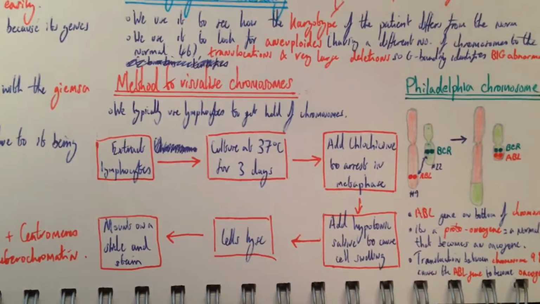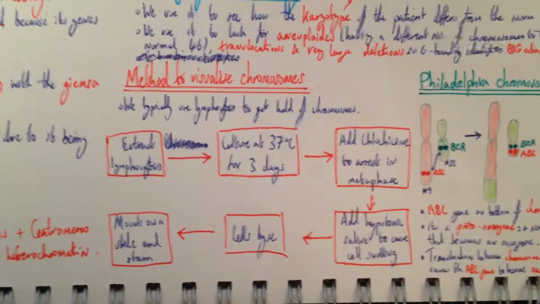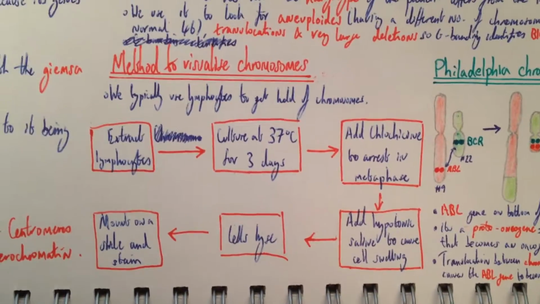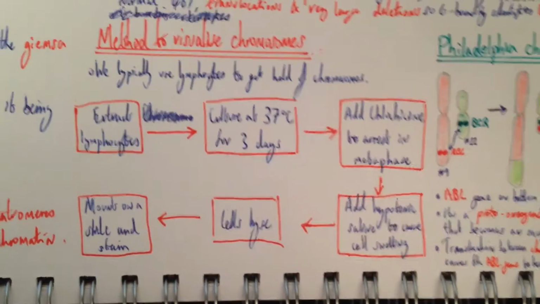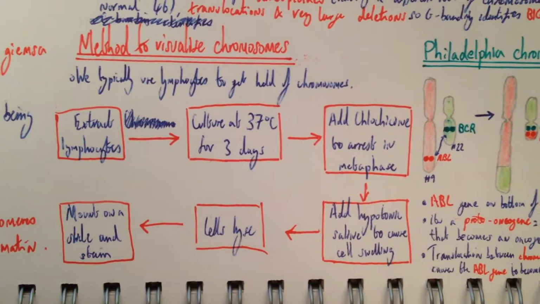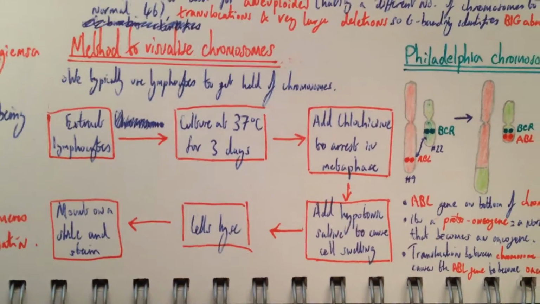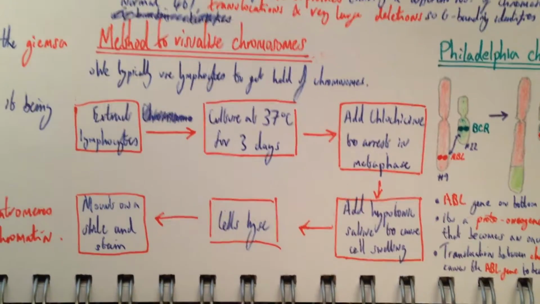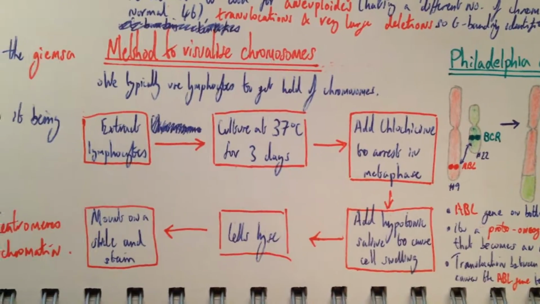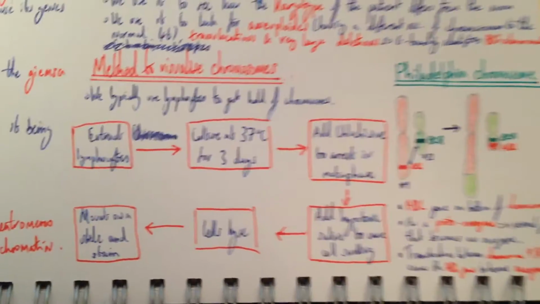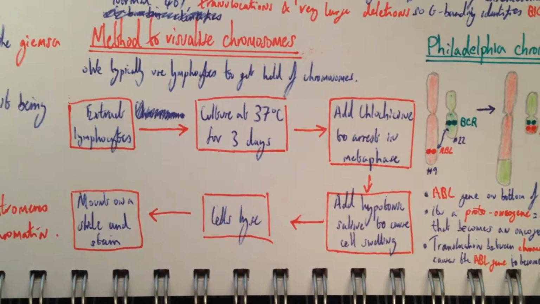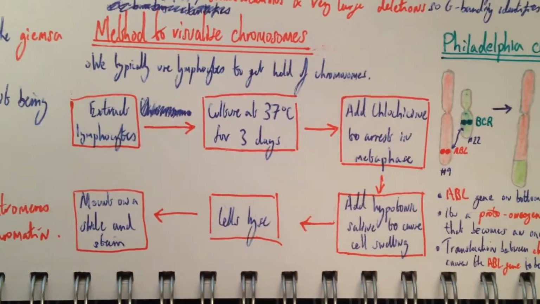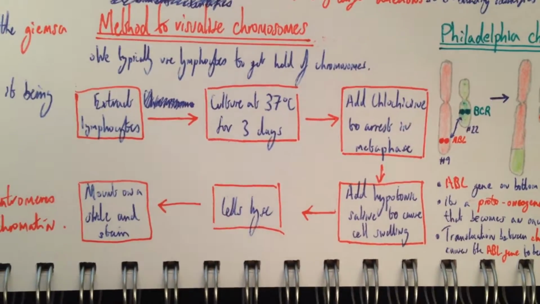Okay, so carrying on, there's a method to visualize these chromosomes via G-banding. We typically use lymphocytes to get a hold of chromosomes. So firstly we have to extract the lymphocytes. We culture at 37 degrees Celsius for 3 days. We add colchicine to arrest the cells in metaphase. We add hypotonic saline to cause cell swelling, the cells lyse, and we mount onto a slide and we stain.